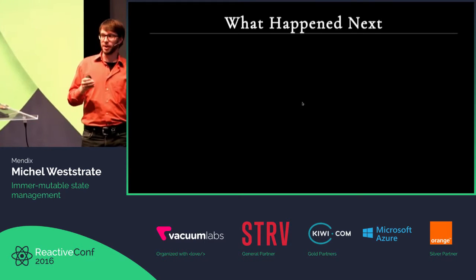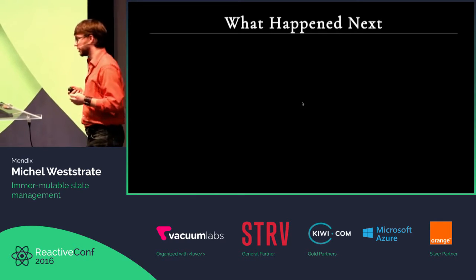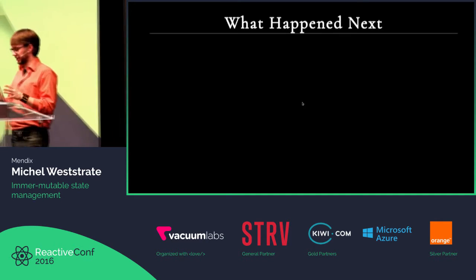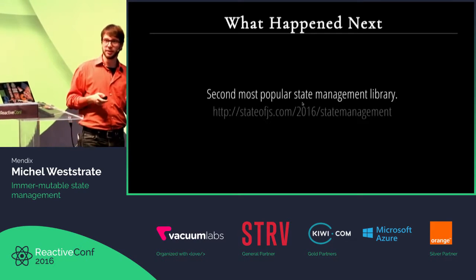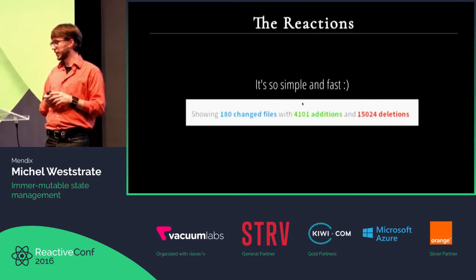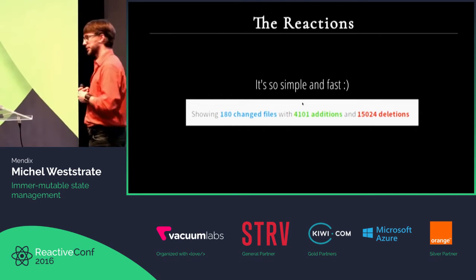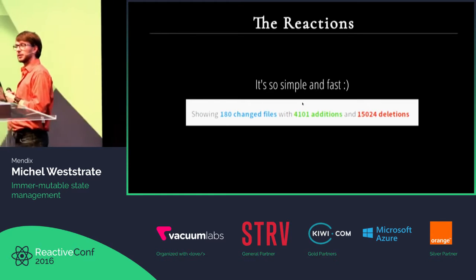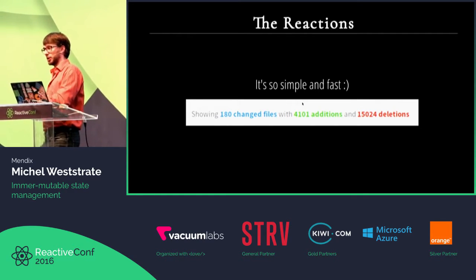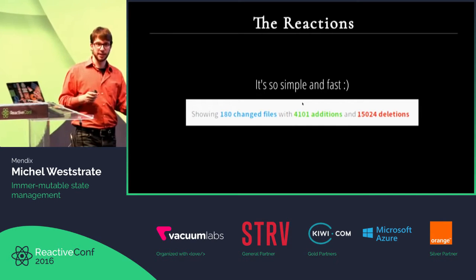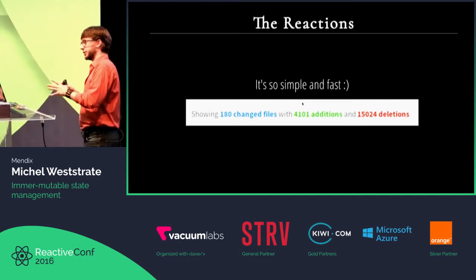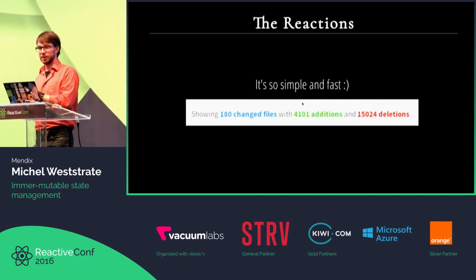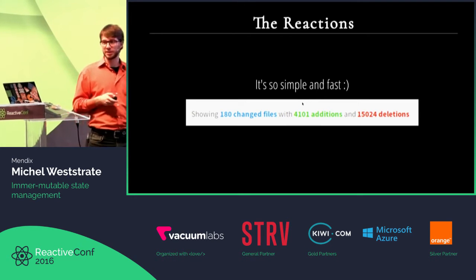So what happened next is quite amazing. MobX became quite popular, quite to my surprise, and it even became the second most popular state management library in the recent survey on the JavaScript world. So how did people respond to MobX? Well, quite differently. So people are really enthusiastic because it's so simple and fast, both performance-wise and the speed in which you can add new features and implement. And on average, when people migrate to MobX, they usually lose about 30% of their code. So there are lots of pull requests that look like this.